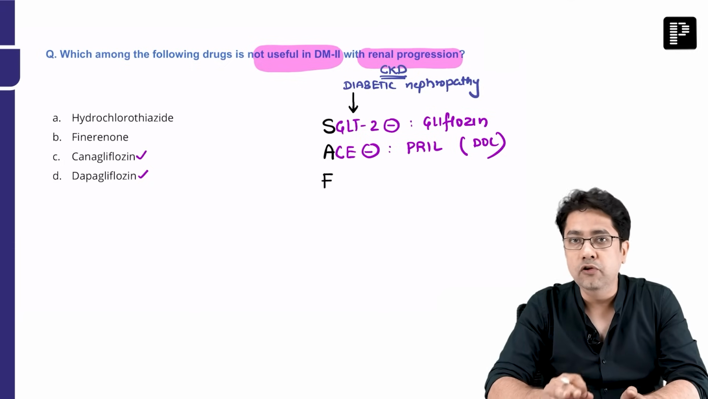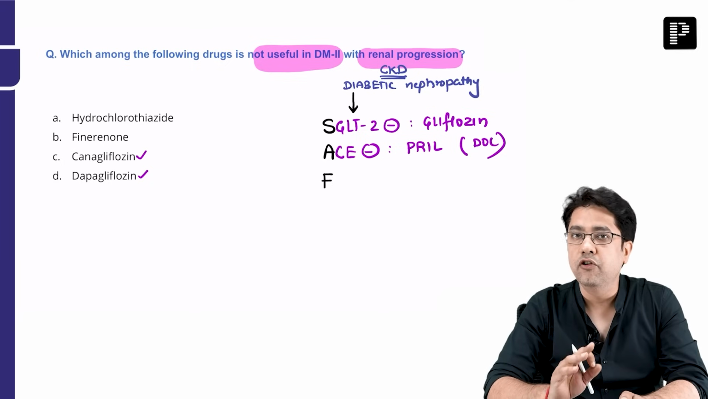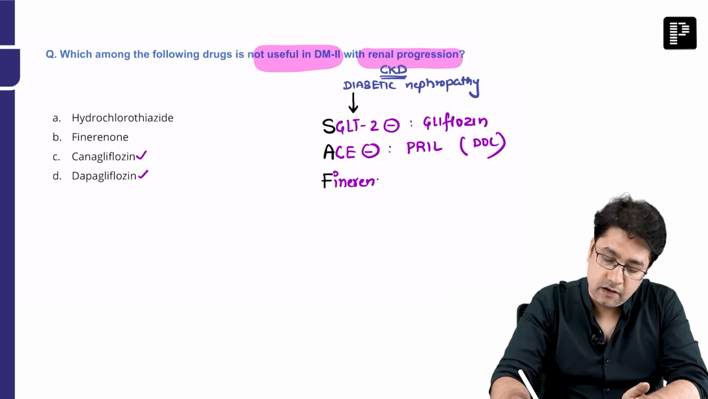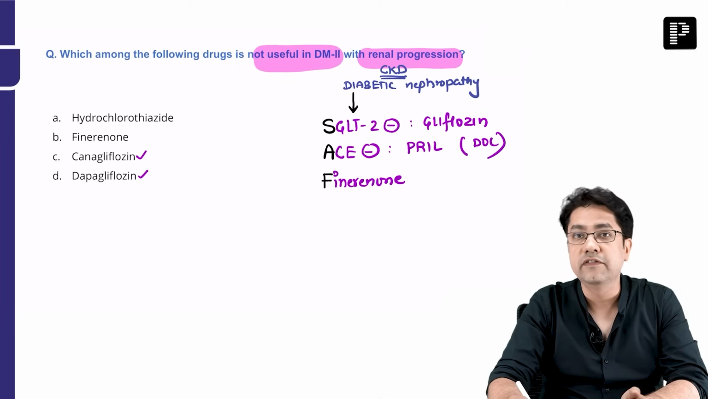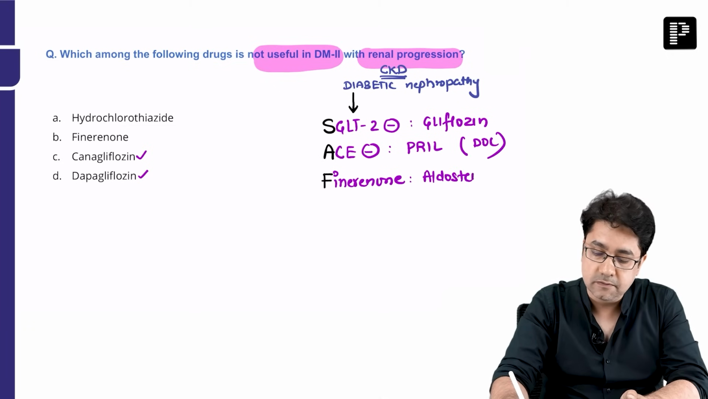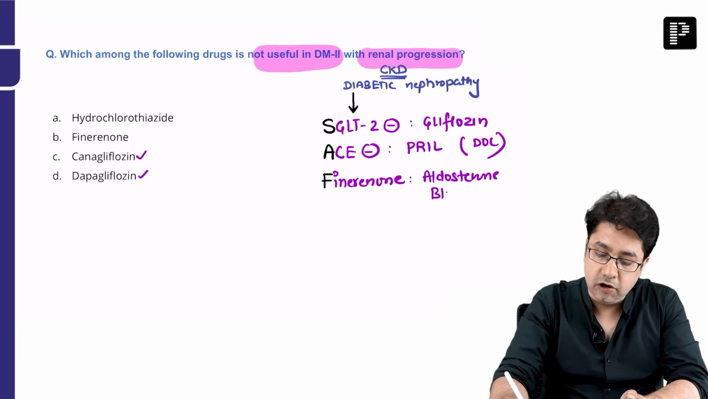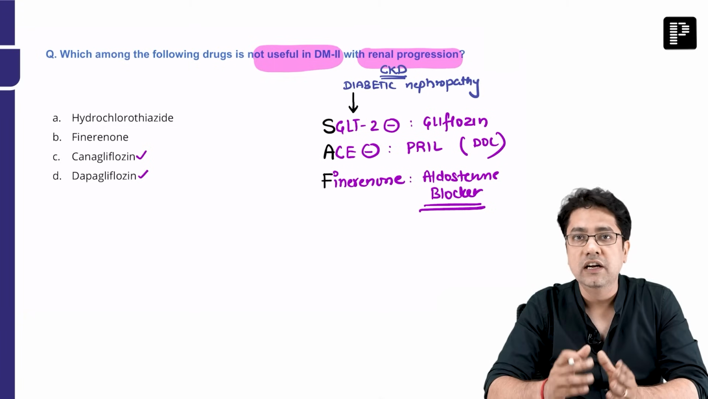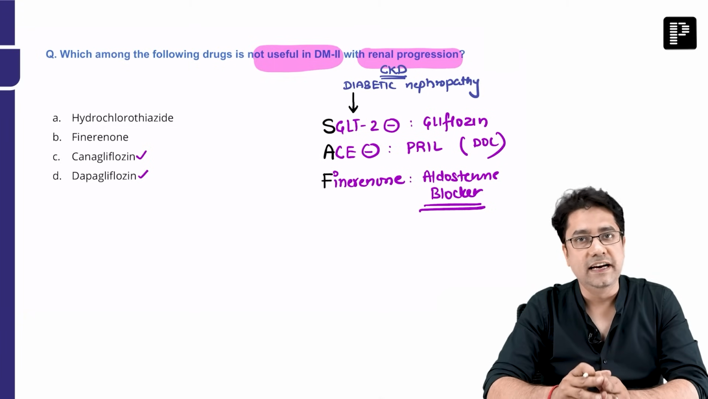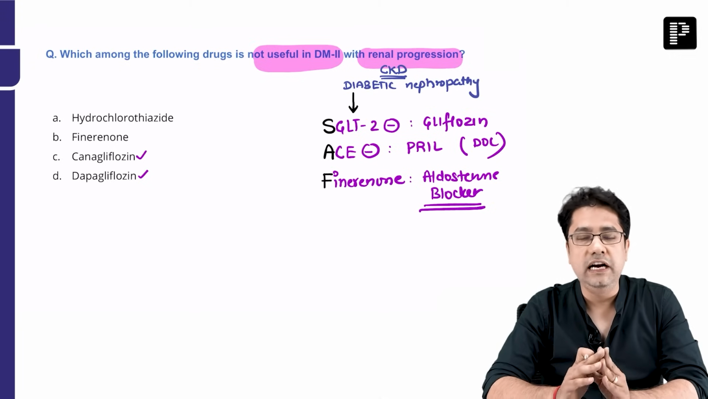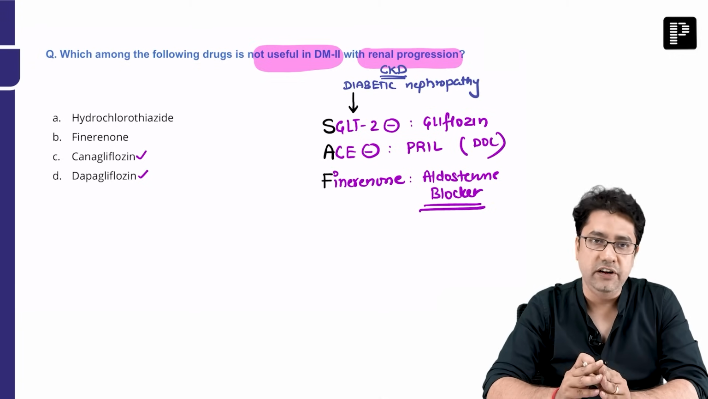And lastly, a new drug that just 1 year back got approved specifically for diabetic nephropathy is finerenone. Finerenone is a brother of spironolactone and it blocks aldosterone receptors. So it is an aldosterone blocker. Remember, aldosterone is a hormone which causes liver damage, heart damage, kidney damage. Excessive aldosterone is bad for organs. So let's block aldosterone receptors with finerenone.